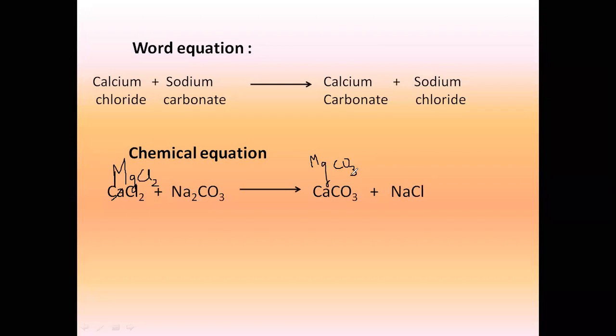MgCl2 plus Na2CO3 gives us MgCO3 plus NaCl. Just check whether you've got the same answer or not. Have you all got this? Did you all understand how to write the chemical equation? Everyone?